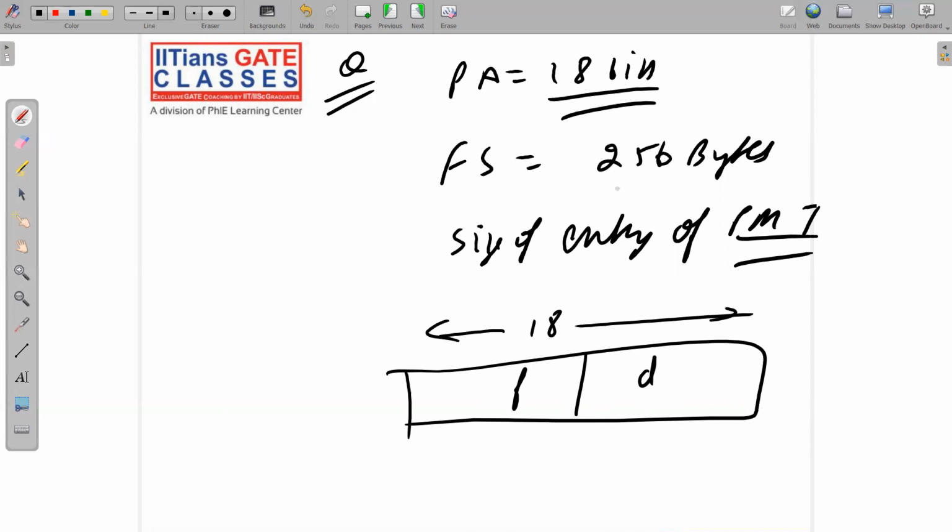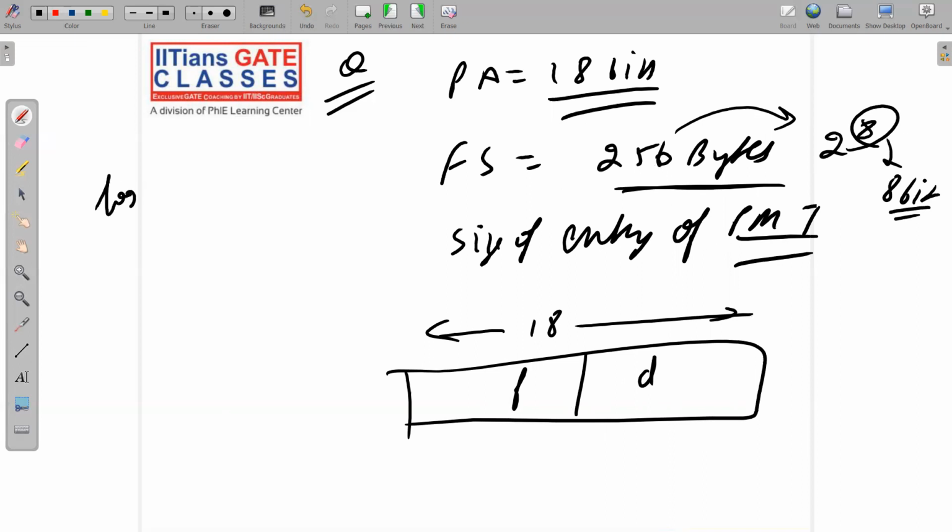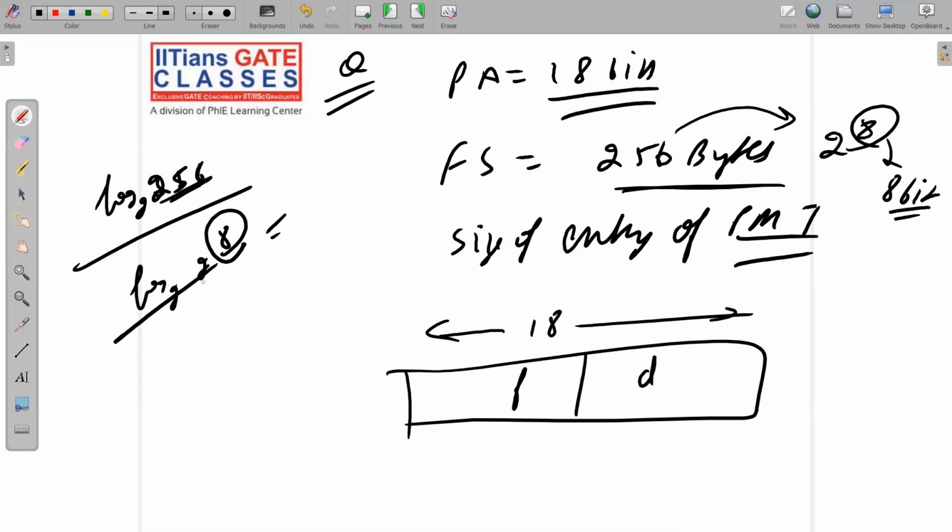They are saying frame size is 256 bytes. So 256 bytes means what? How many bits will be needed to label these 256 bytes? 2 power 8. That means 8 bits will be needed. Okay, 256 is 2 power 8, no? So it's just simple. Either you do log base 2 of 256 and you will get the answer, but I will simply say log base 2 of 2 power 8, so it will be cancelled. 8 is our answer. Directly, I will simply say 256 is 2 power 8, so just take 8.